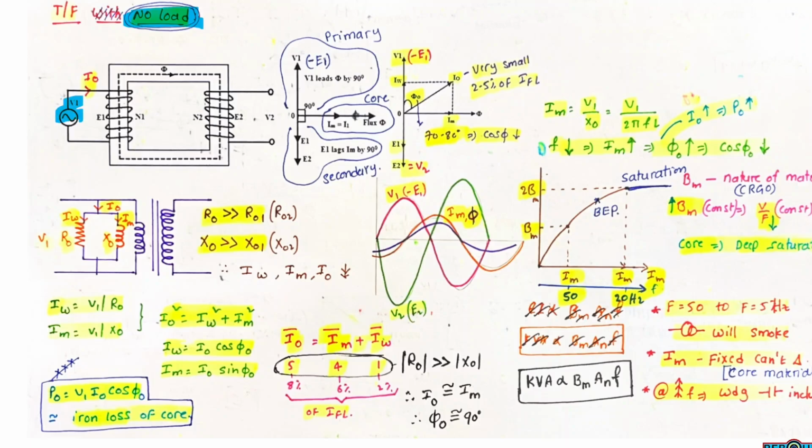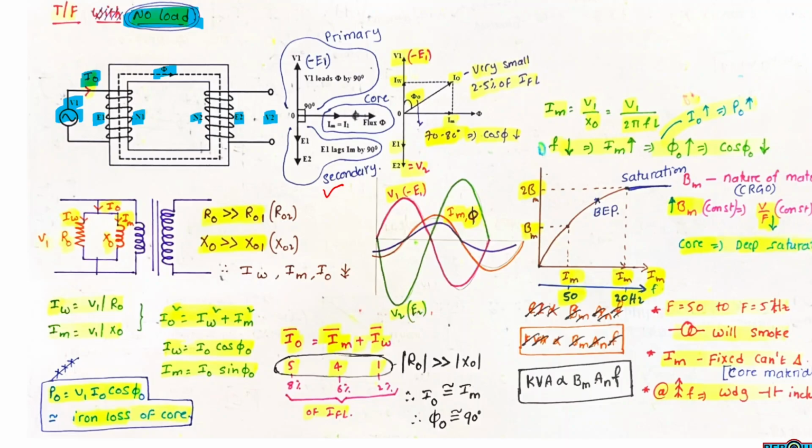V1 is the supply voltage, I0 is the no load current, E1 is the primary back EMF, N1 is the primary number of turns, N2 is the secondary number of turns, E2 is the secondary back EMF, V2 is the secondary terminal voltage, and phi is the flux in the transformer core.